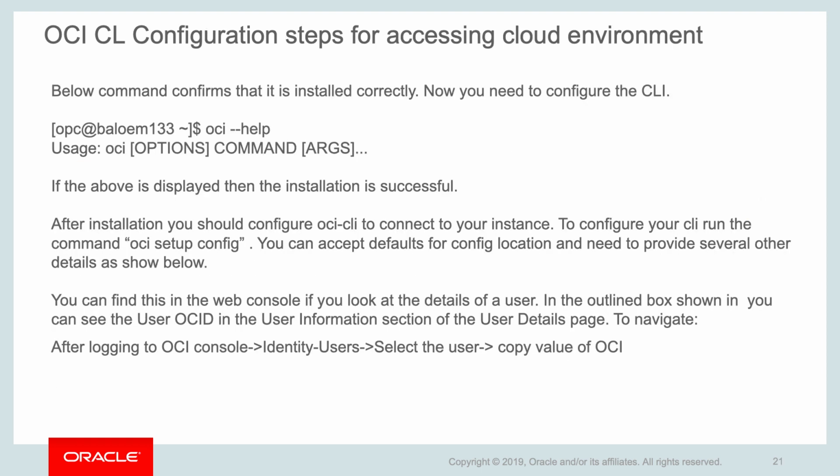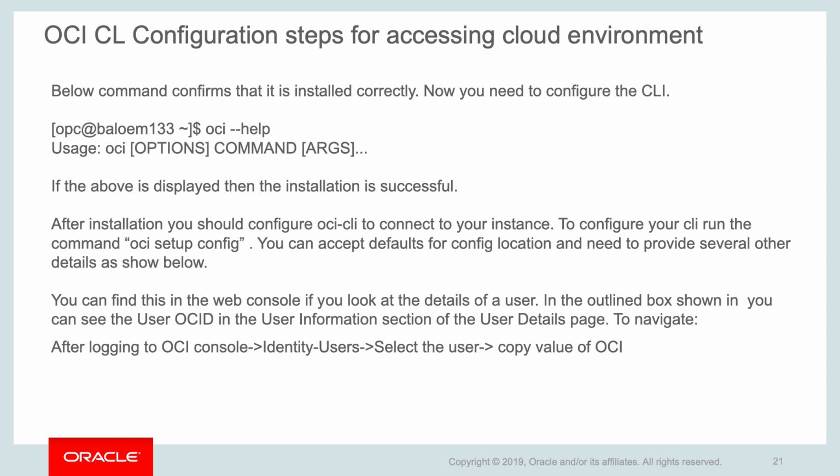So the next step, once the installation is done using the previous command, you would be able to validate it. OCI -help will show you the usage, and it clearly says that installation was successful. After installation, you should configure your OCI CLI to connect to your instances, and these instances could be your Exadata cloud service instance, or any compute, or any other resource on Oracle Cloud Infrastructure.